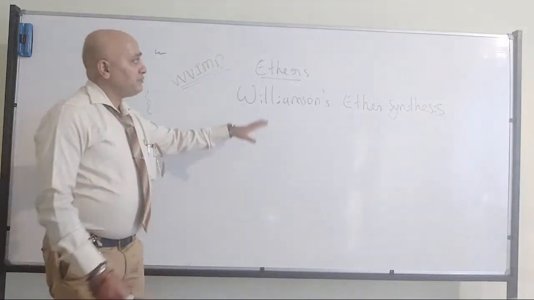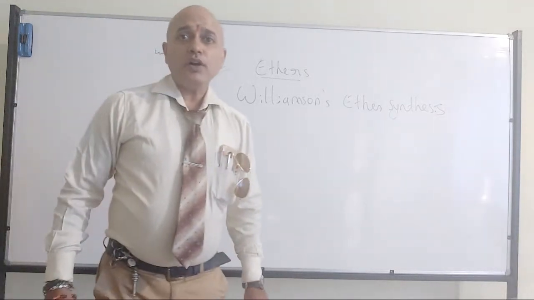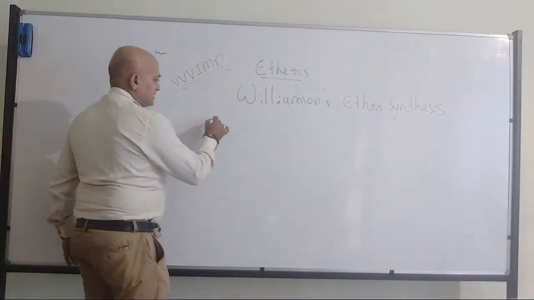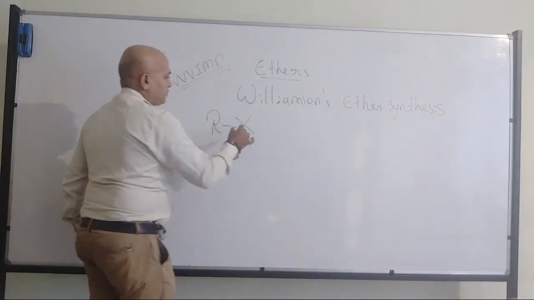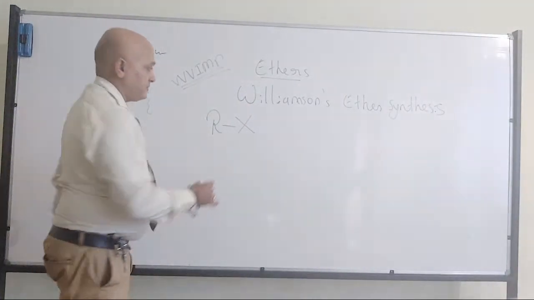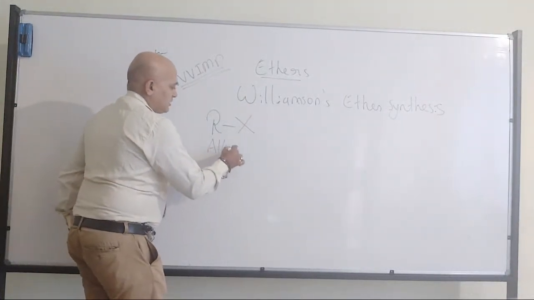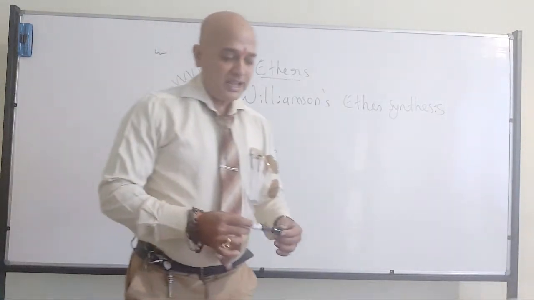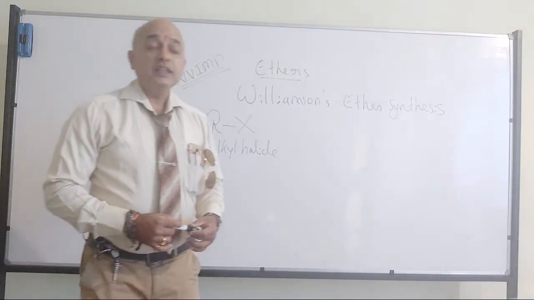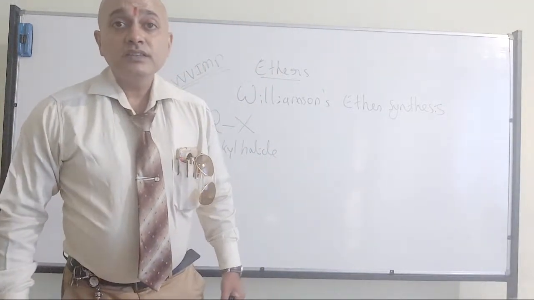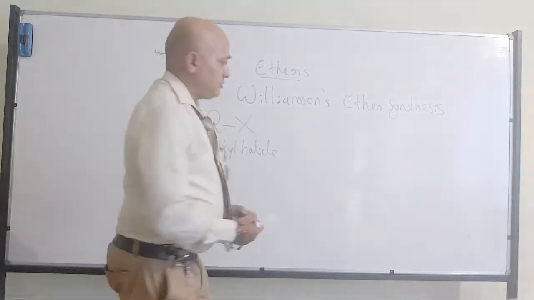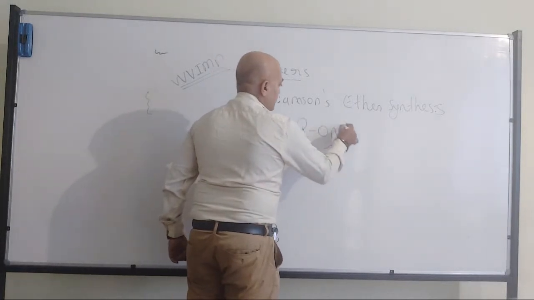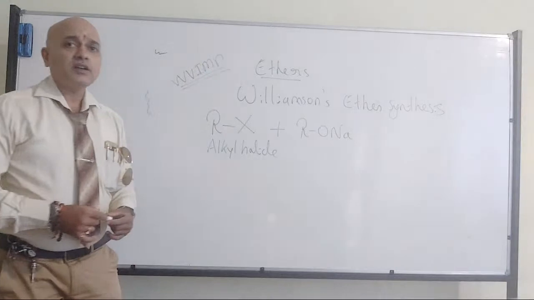So now we are coming to Williamson's ether synthesis. Very important reaction. When it comes to Williamson's ether synthesis, that's where we are going to use alkyl halide. Now it will be treated with sodium alkoxide. So that's where I have the sodium alkoxide.